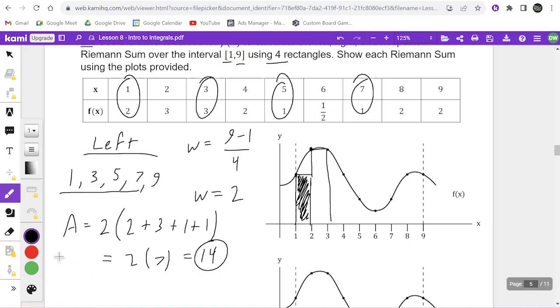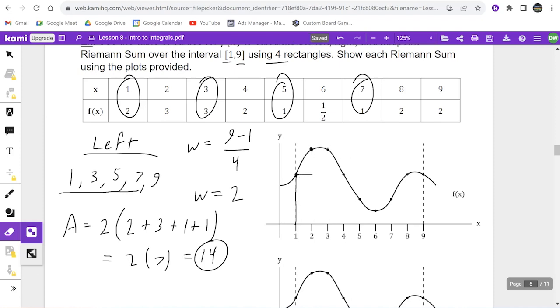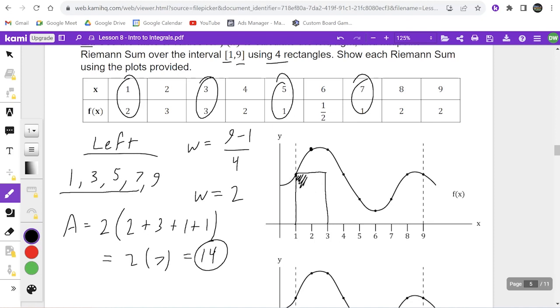Oh shoot, I just realized I made a mistake. It's fine, I did the same thing when I was practicing this. My width is 2, right? So doing this would be wrong, because right now my width of the rectangles is 1. So I have to erase this, I apologize. Basically what I'm saying is I have to go from 1 to 3, because that gives me a width of 2. So this is actually my first rectangle.